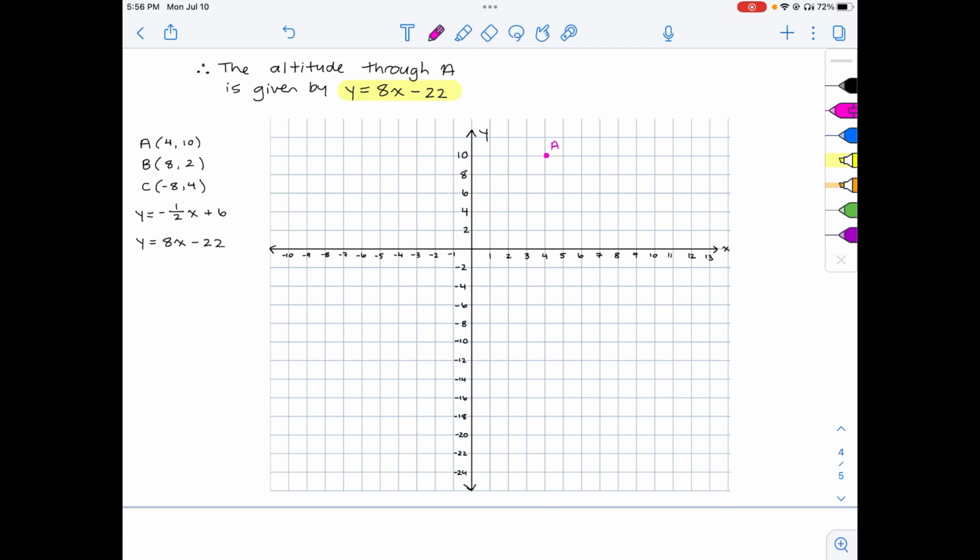B is at 8.2, which is over here. And C is at -8.4, which is over here. Okay, so those are the vertices of my triangle, and I'm going to just draw some lines to connect them so that you can see the actual shape of it.